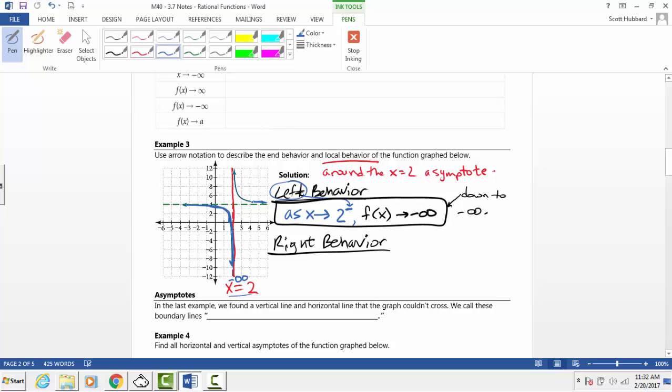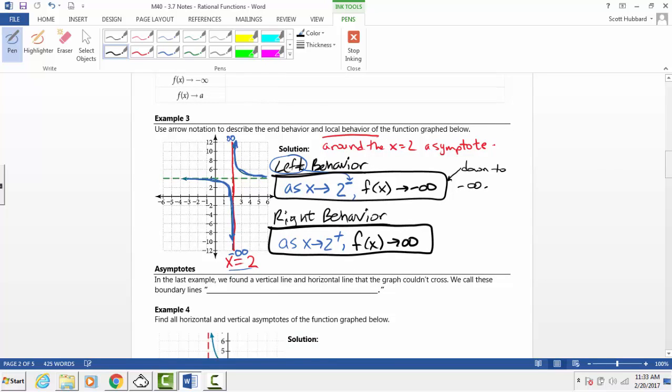So the right behavior, again, it says x is approaching 2 from the right. So as I approach 2 from the right, what does the graph do? Well, it looks like it's shooting up, and it can only shoot up in one direction. It has to shoot up to infinity. So we would write that as x approaches 2 from the right, f of x goes to infinity. Okay, and that's what happens with the local left and right behavior.